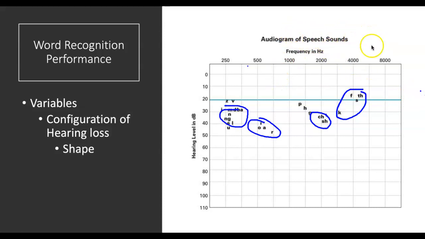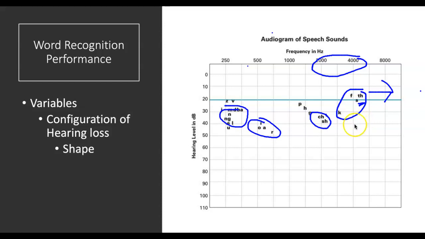Over here you have high frequency sounds. Now some of these sounds can occur up into like 9, 10,000 hertz. Okay, s and sh, those sounds can have much higher frequency energy, but if you're looking at an audiogram, that's where we think they fall typically.